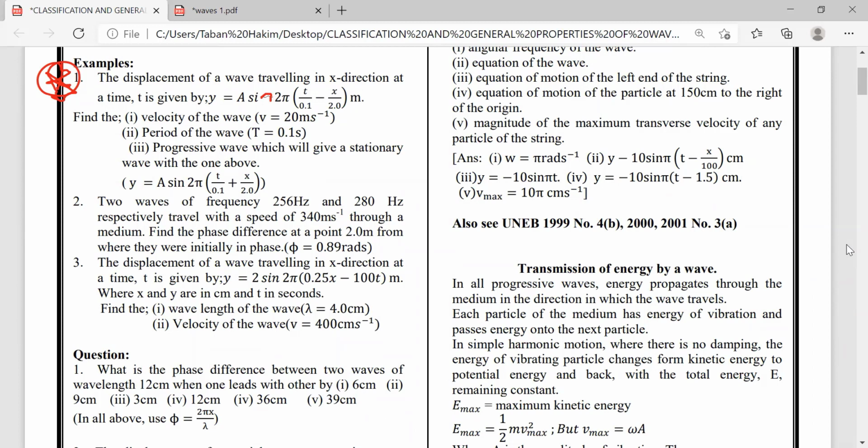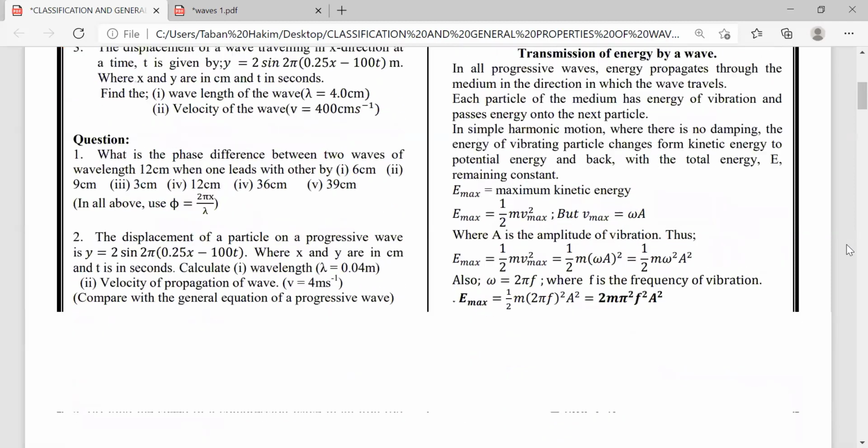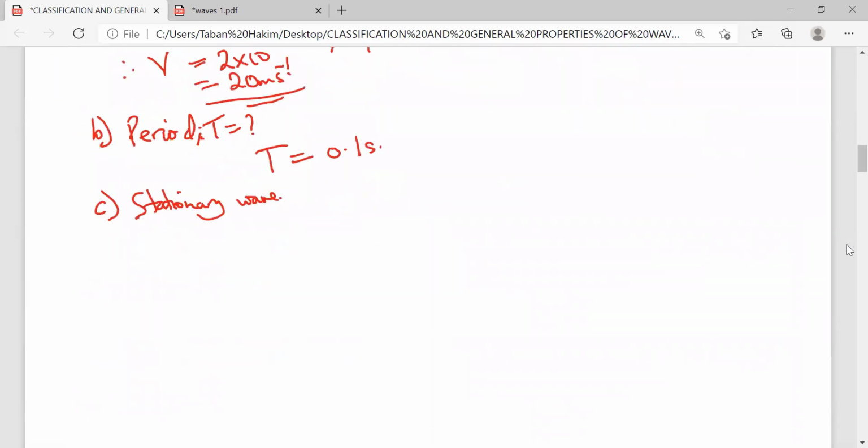Okay, number one is done. Number two is saying that two waves of frequency 256 Hz and 280 Hz, respectively, travel with a speed of 340 meters per second through a medium. Find the phase difference at a point 2.0 meters from where they were initially in phase. So you've been given these values.